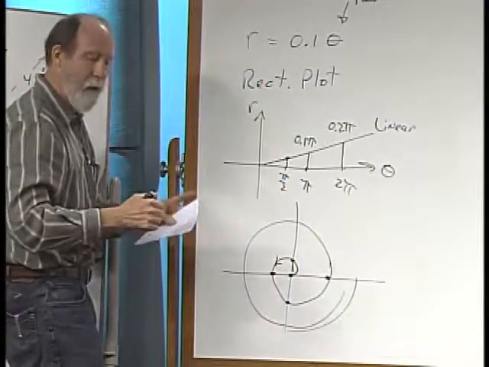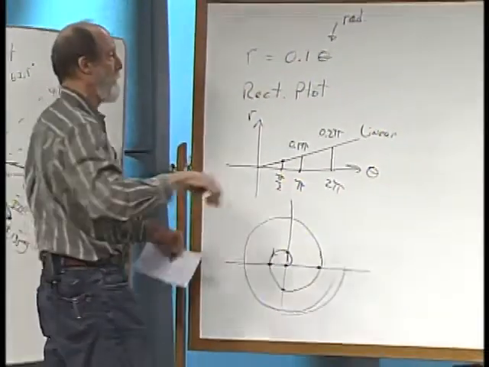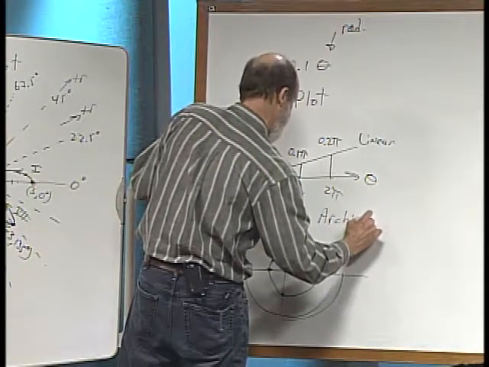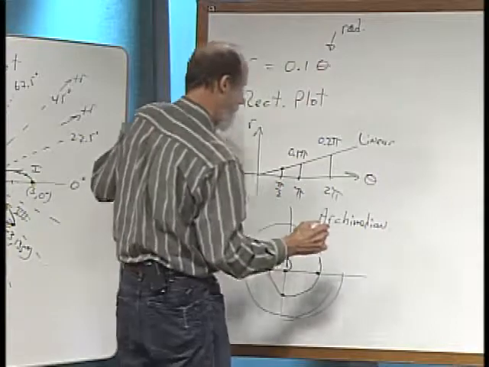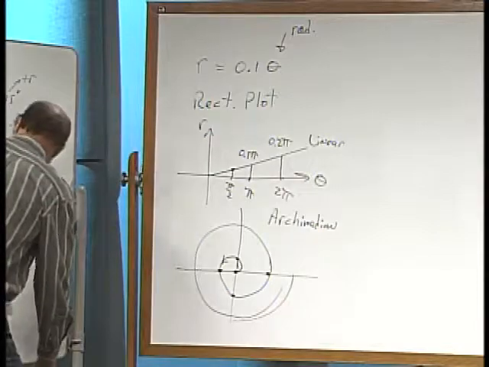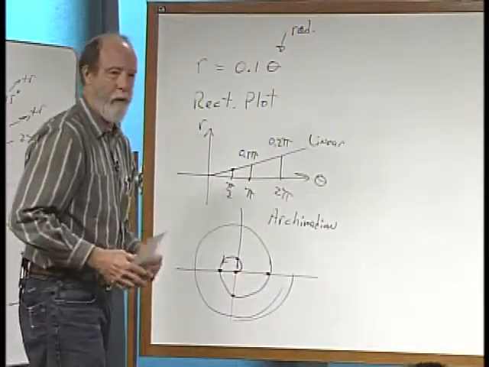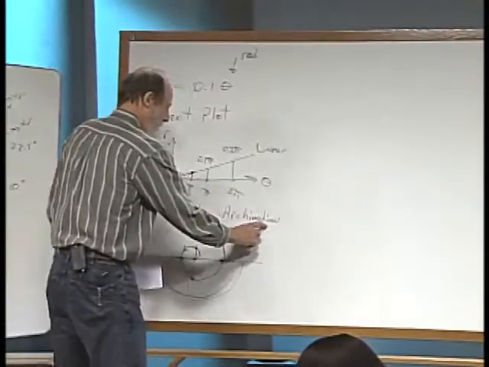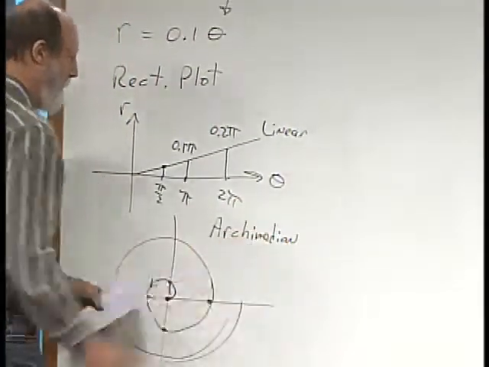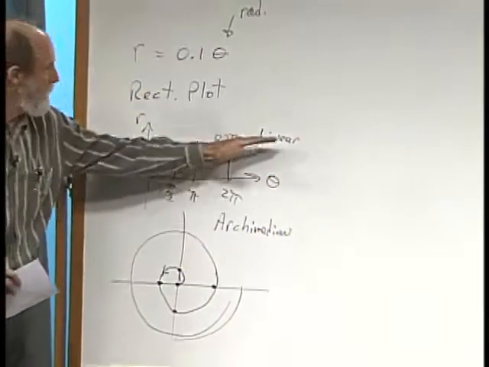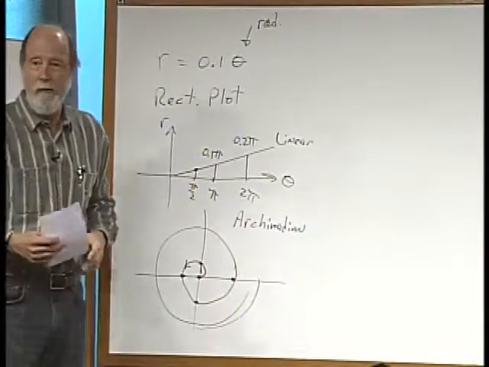This is called an Archimedean spiral. Archimedean spiral. I hope I spelled Archimedean properly. A-R-C-H-I-M-E-D. Not sure about the I-A-N, but that's pretty close. Archimedean spiral. If you have linear behavior on a linearly changing radius, that's what you get.